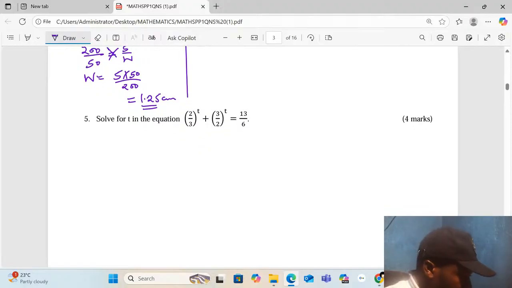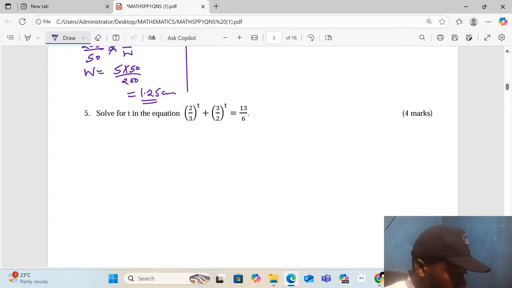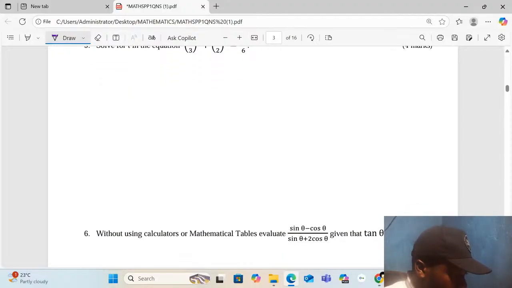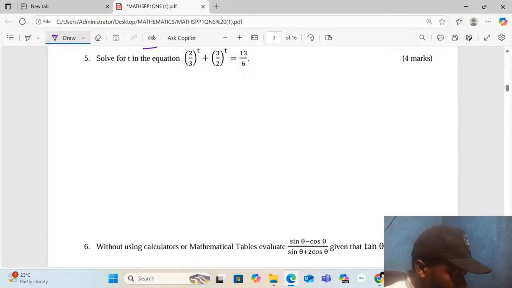And then we move to the next one. Question number 5. Solve for t in the equation: 2 over 3 raised to t plus 3 over 2 raised to t is equal to 13 over 6. So we now have to find the value of t given above.